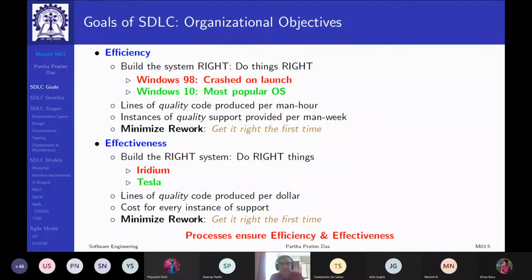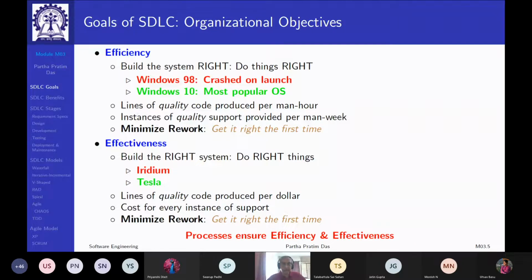Iridium kind of seamless satellite phone service did not have enough takers. So Iridium was a project which was done right. It was excellently executed, but it was not the right system to build. It was not effective. All effort went bankrupt and so on.